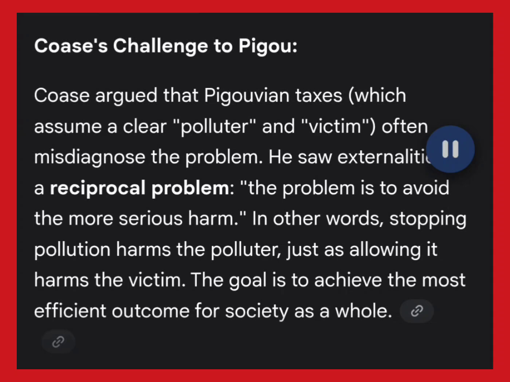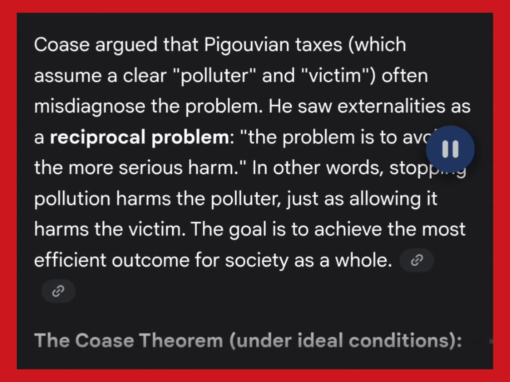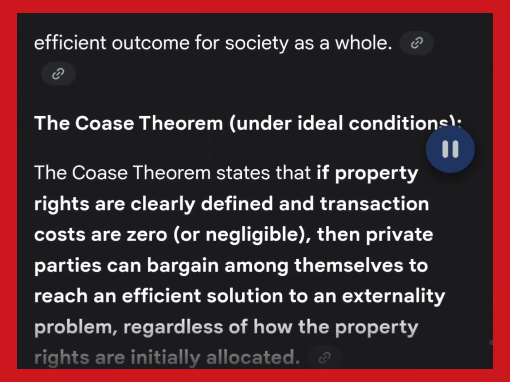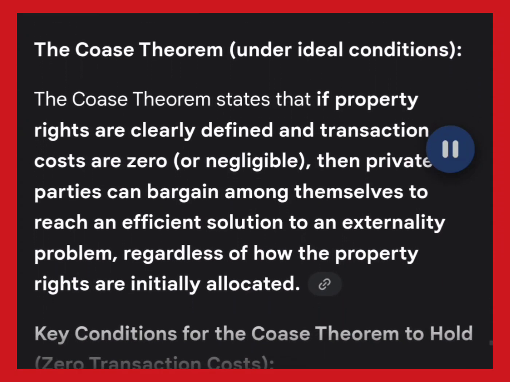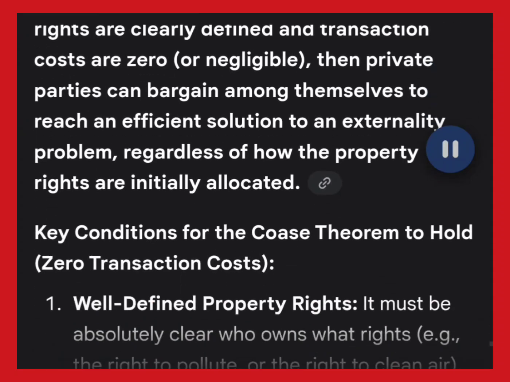The Coase theorem states that if property rights are clearly defined and transaction costs are zero or negligible, then private parties can bargain among themselves to reach an efficient solution to an externality problem, regardless of how the property rights are initially allocated. Key conditions for the Coase theorem to hold: zero transaction costs.